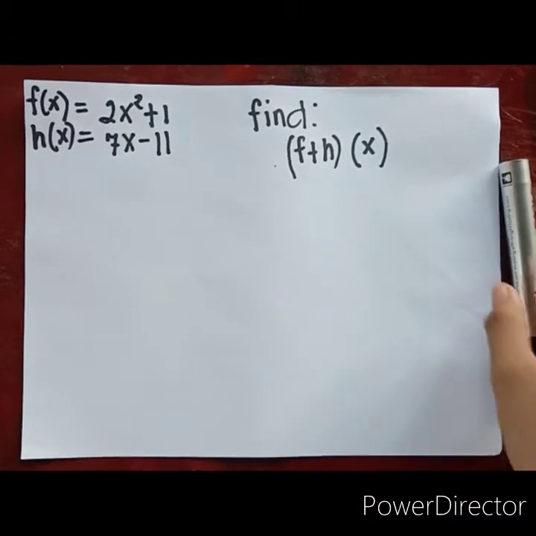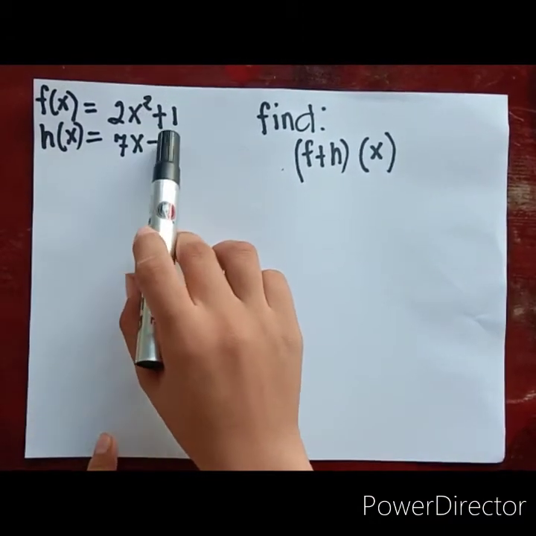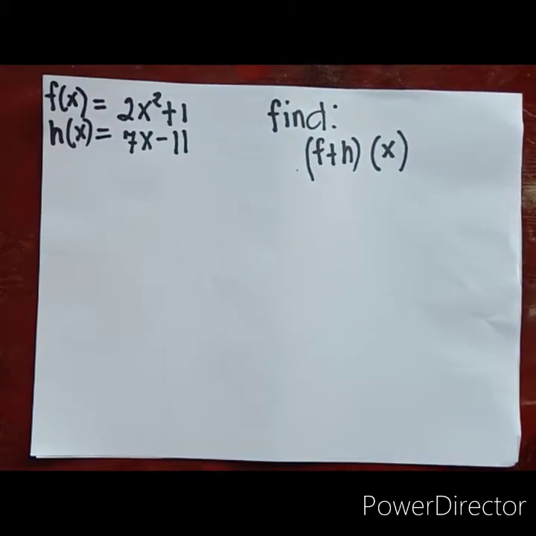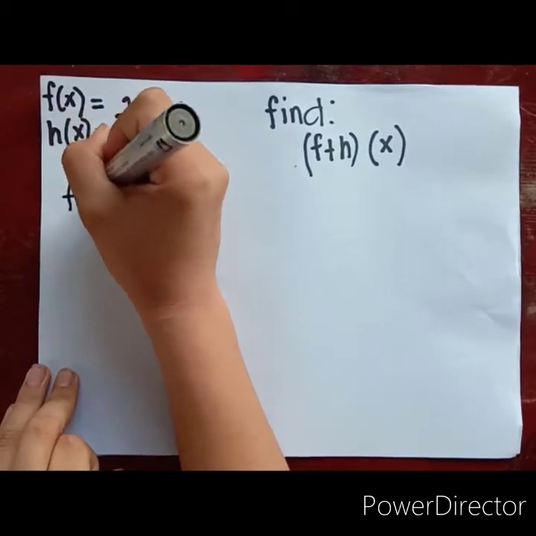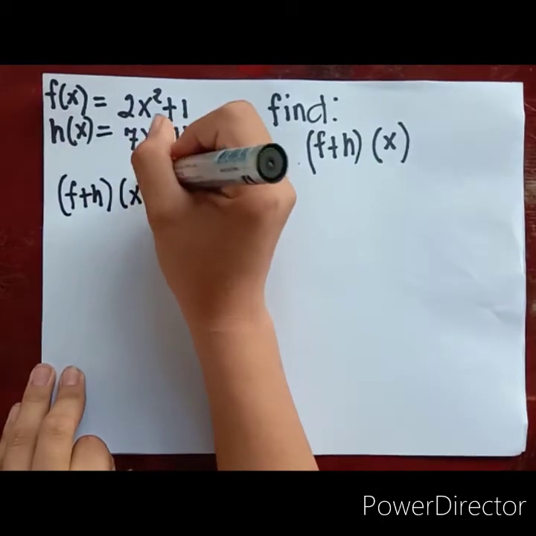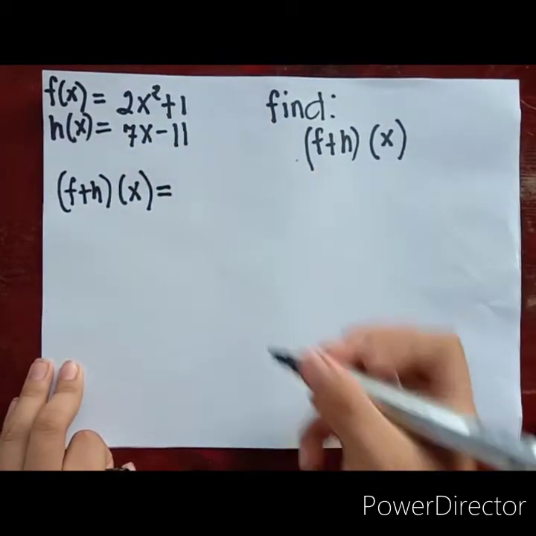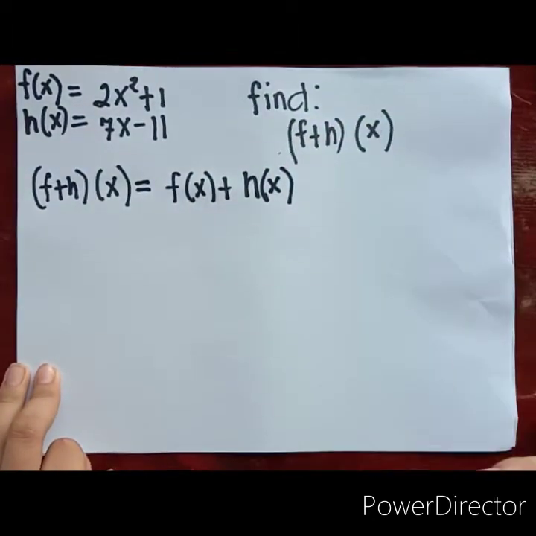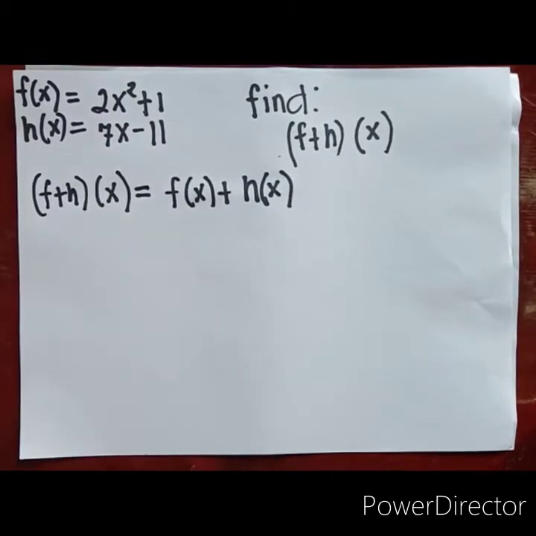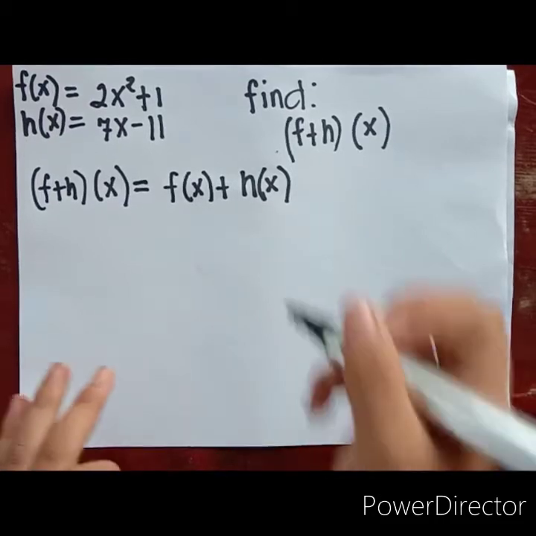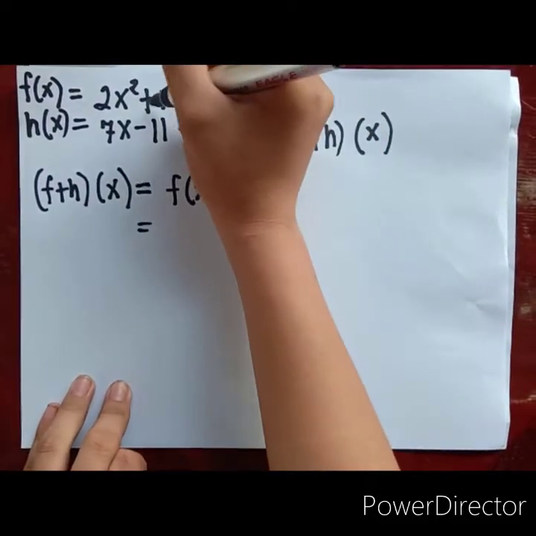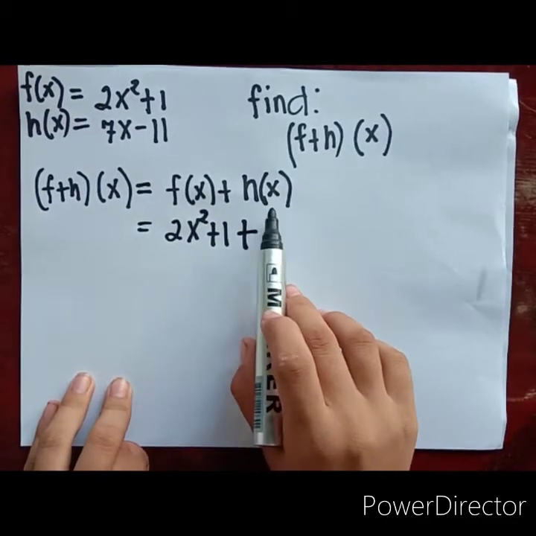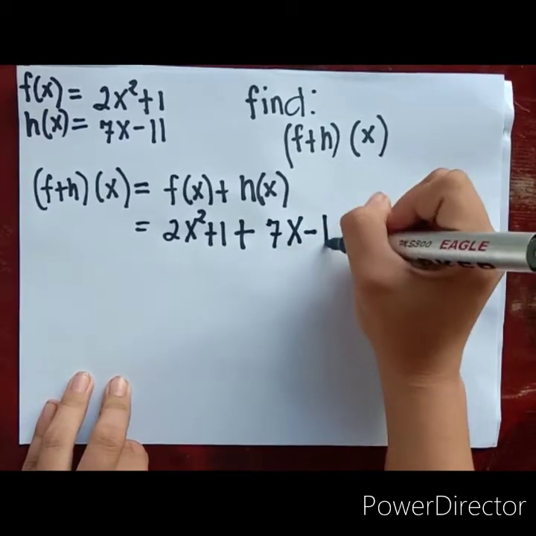So let's have another example. We have f of x equal to 2x squared plus 1 and h of x equal to 7x negative 11. We need to find f plus h of x. So this equation is equal to f of x plus h of x. Since we have the given f of x plus h of x, so we are going to substitute. The value of f of x is equal to 2x squared plus 1. The value of h of x is equal to 7x negative 11.